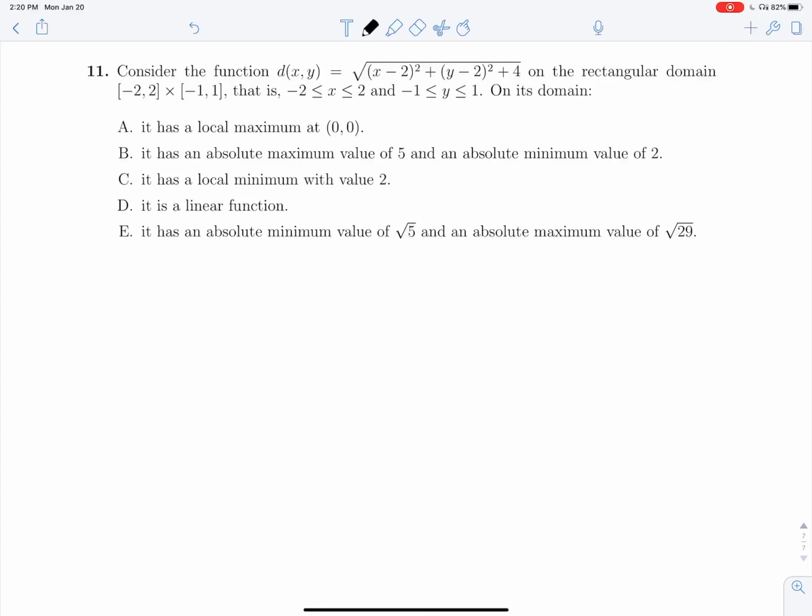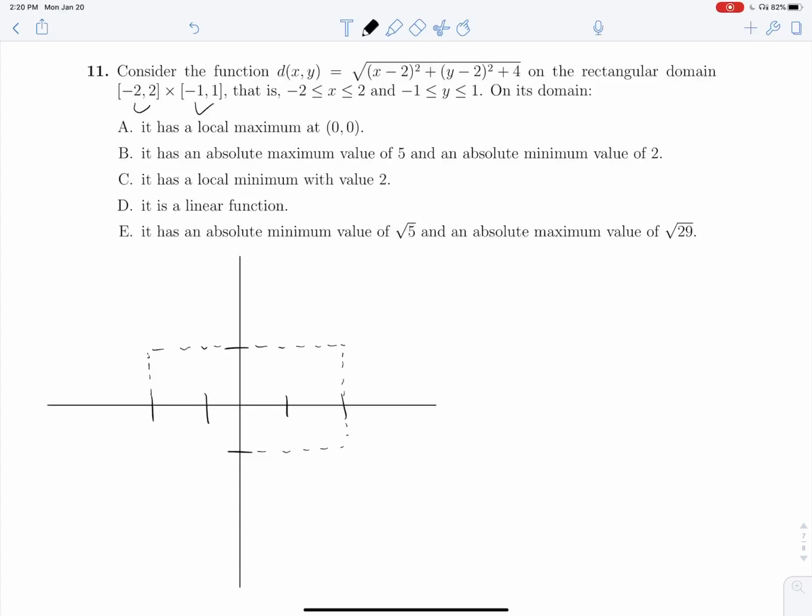Let's consider this function on this rectangular domain. First, let's figure out what they even want with this rectangular domain. They're saying that x runs between -2 and 2, and y runs between -1 and 1. So I can make this look a lot better. Here we go. Got one axis, another axis. So x runs from -2 to 2, y runs from -1 to 1, so our box is going to look something like this. This is the domain of values that we get to choose from.